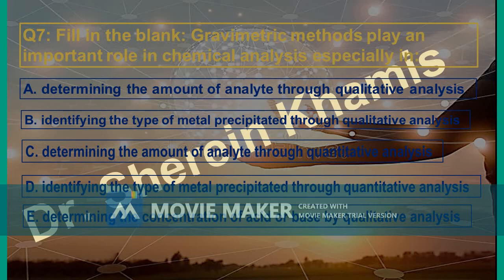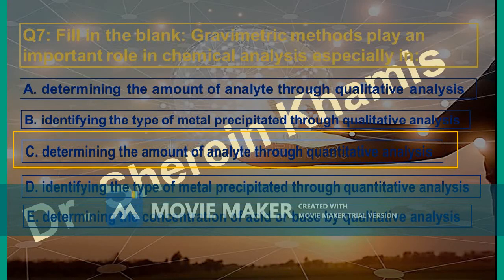Do you think what we use? Gravimetric, it depends on what? Depends on the amount of analyte. Okay, so here we have the gravimetric method depends on the amount, or quantitative analysis. Okay, determining the amount of analyte through a quantitative analysis. So here we have gravimetric methods used as a quantitative method in measuring what? In measuring the amount or percentage composition of a substance.